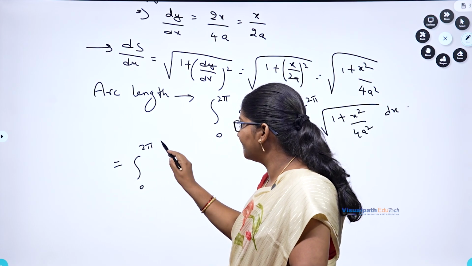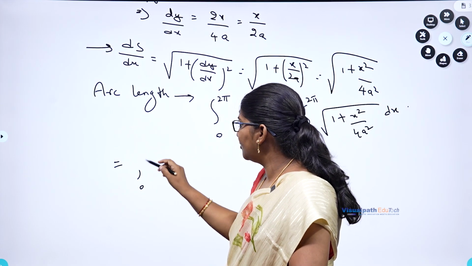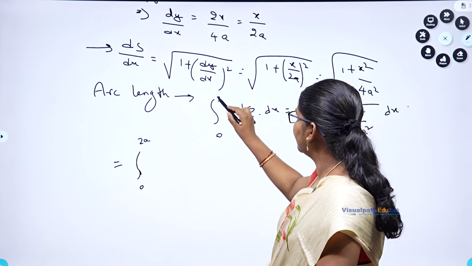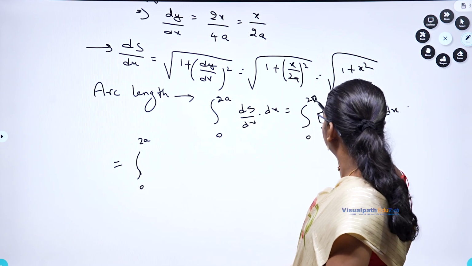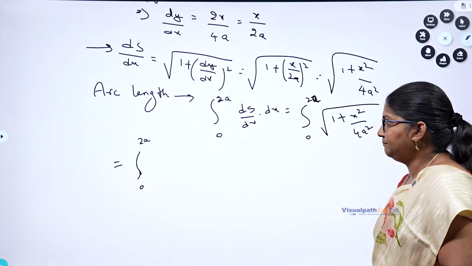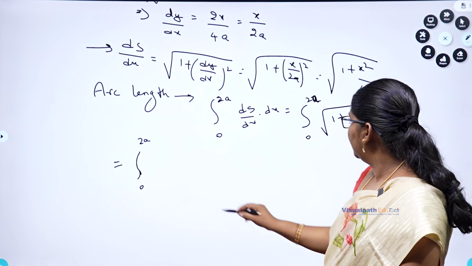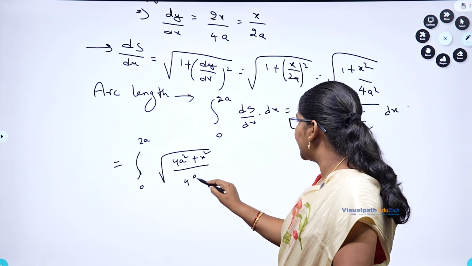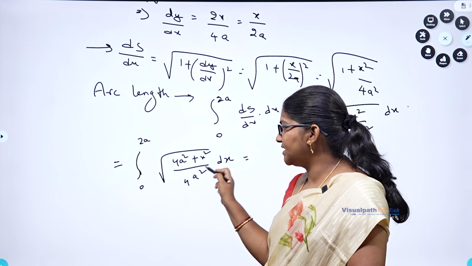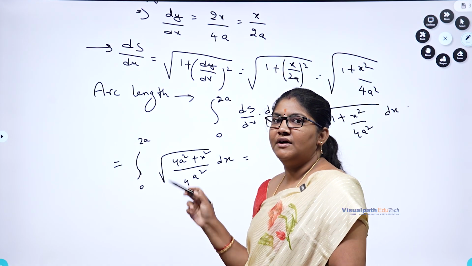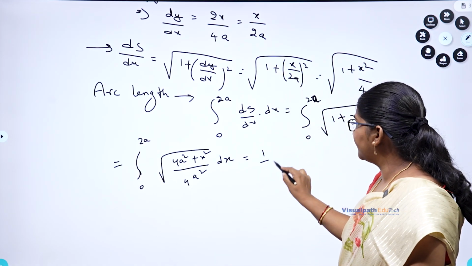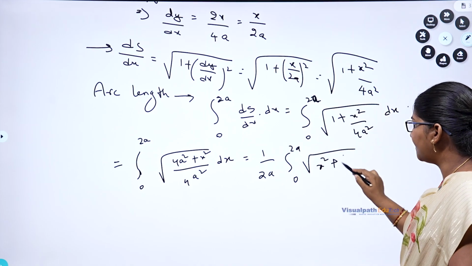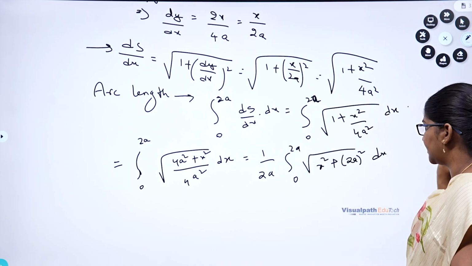The limits are from 0 to 2a, sorry, 0 to 2a. The integral from 0 to 2a of the square root of (4a square plus x square) by 4a square into dx. If we send 1 by 4a square outside the root, it is 1 by 2a integral from 0 to 2a of the square root of x square plus (2a) whole square.